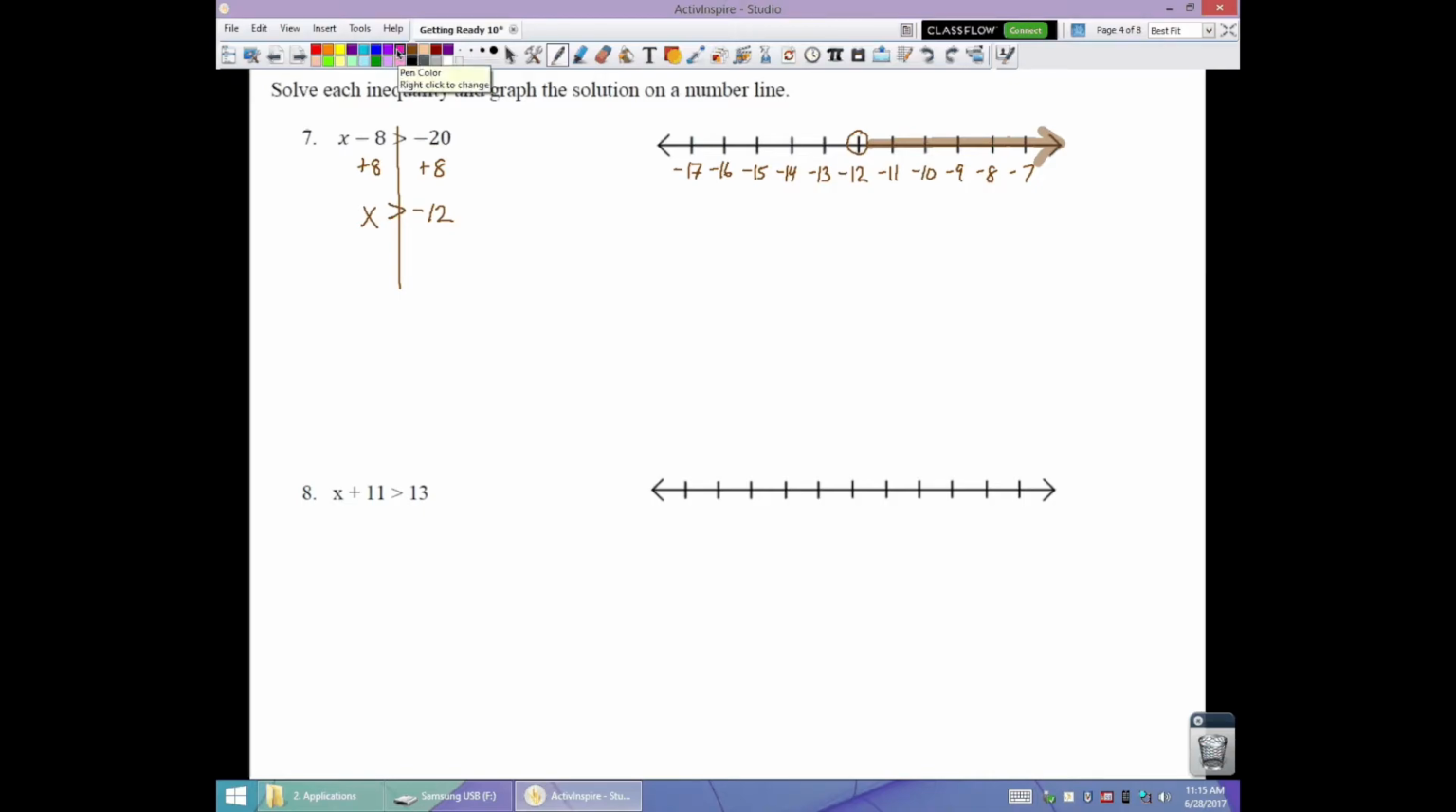Okay, number 8. My one step is to subtract 11. I'm left with x is greater than 2. Somewhere in the center of my number line, I put a 2. To the left, 1, 0, negative 1, negative 2, negative 3. To the right, 3, 4, 5, 6, and 7. Same inequality symbol, it is greater than, so open circle on the 2, and shade to the right.